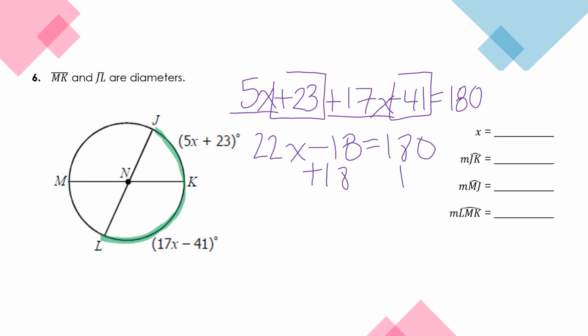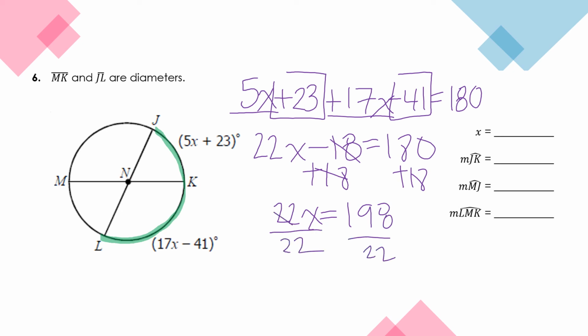Now I'm going to add 18 to both sides to give me 22x equals 198. And then I'm going to divide both sides by 22, and that is going to give me the value of x, which is 9. And then I can use that value to find everything else.